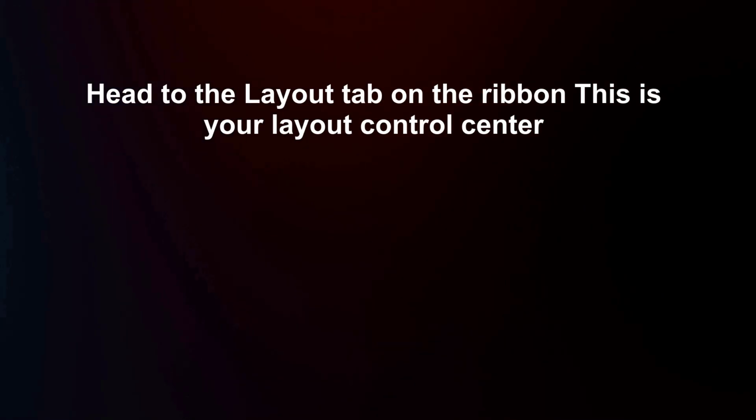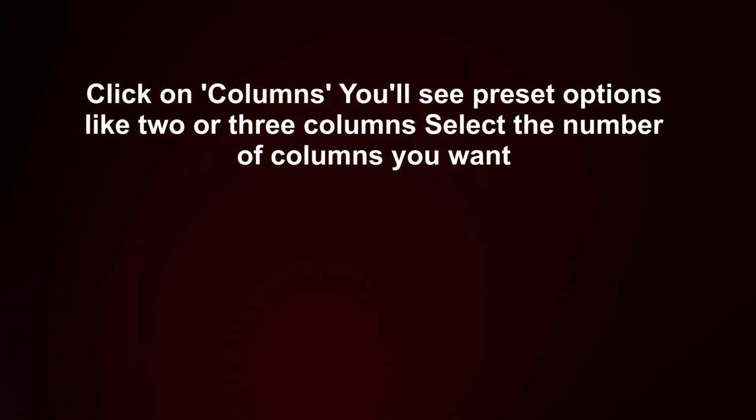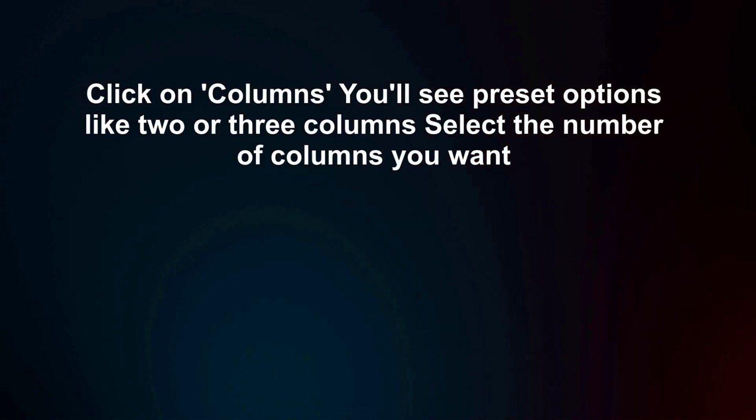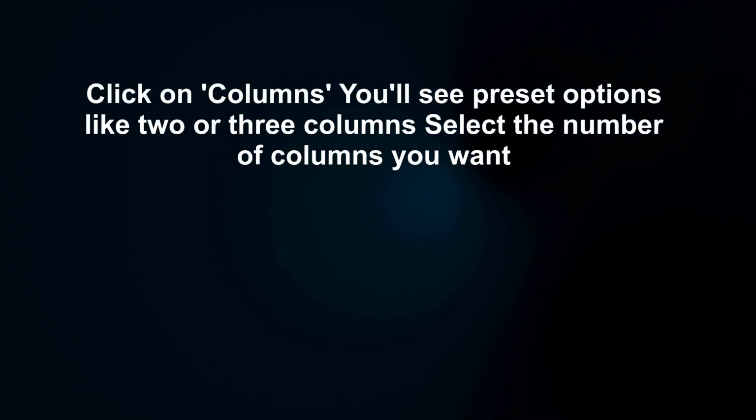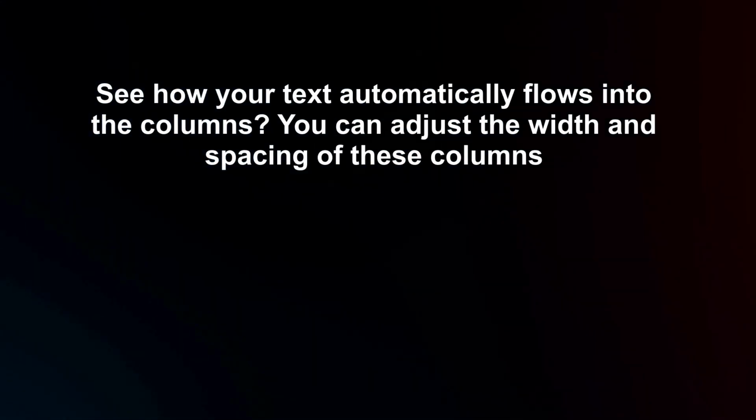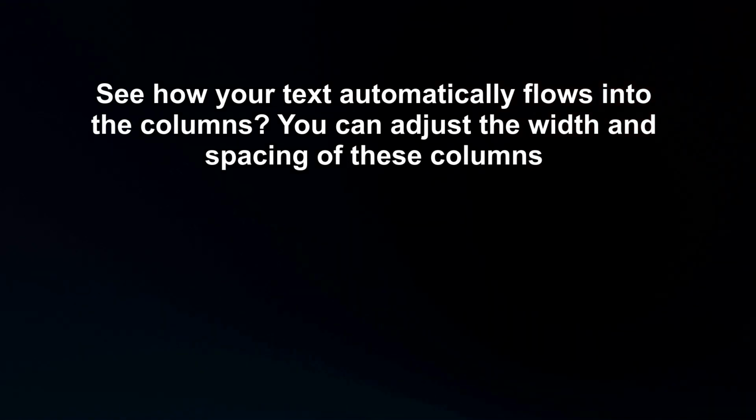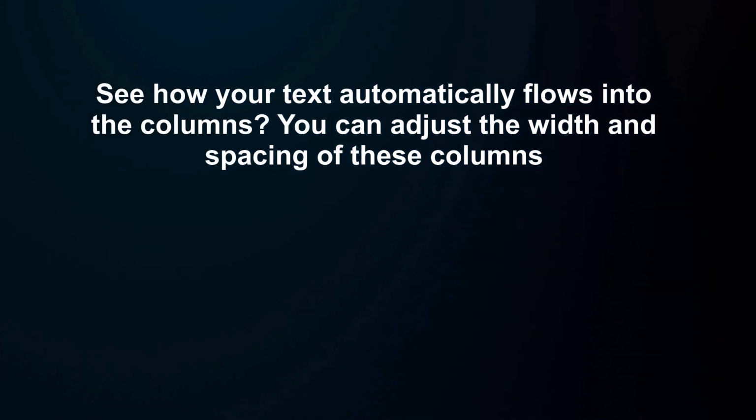First up, columns. Head to the Layout tab on the ribbon. This is your Layout Control Center. Click on Columns. You'll see preset options like 2 or 3 columns. Select the number of columns you want. See how your text automatically flows into the columns. You can adjust the width and spacing of these columns.